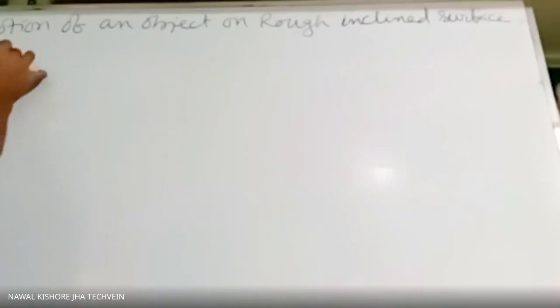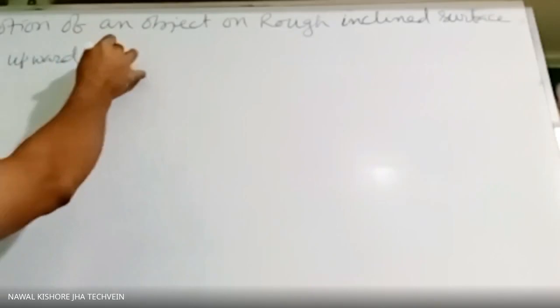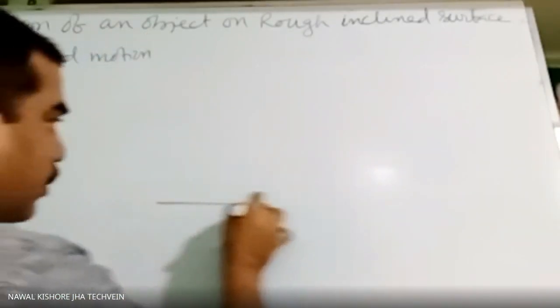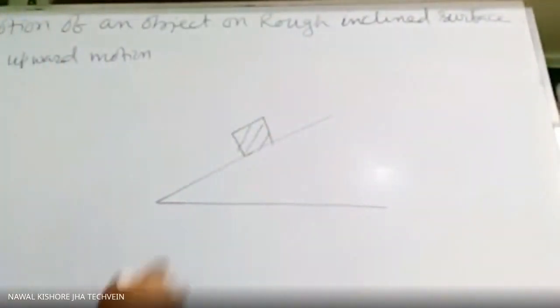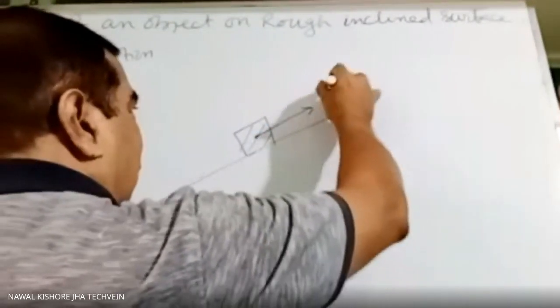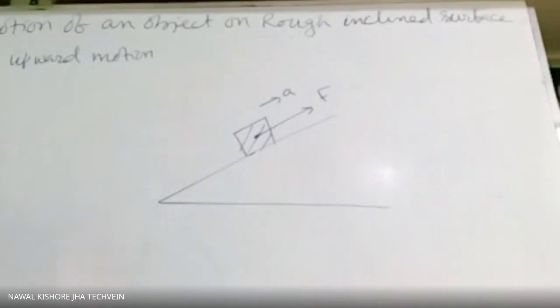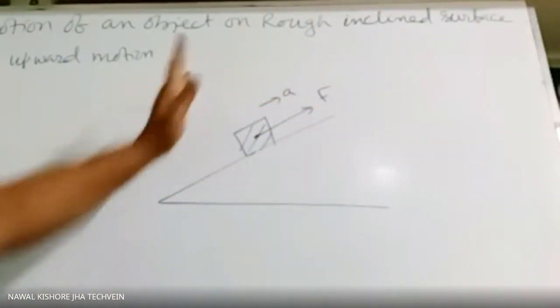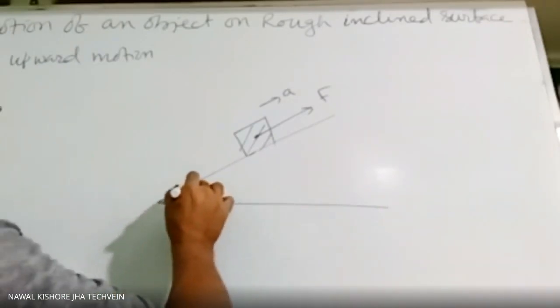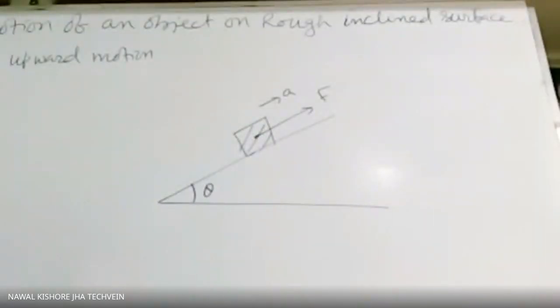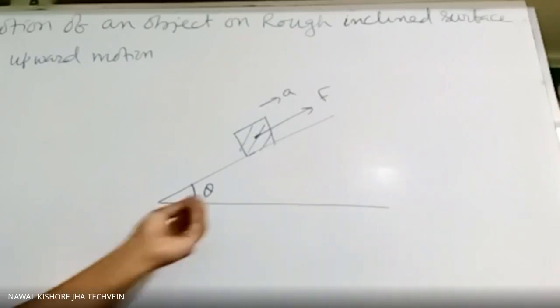First, suppose we are discussing upward motion. We are applying force F in this direction, and the object is moving with acceleration A in upward motion. This angle is theta. Now, what are the forces? Same concept, free body diagram, what we have done in Newton's laws of motion chapter. Only one additional force will be here, friction.